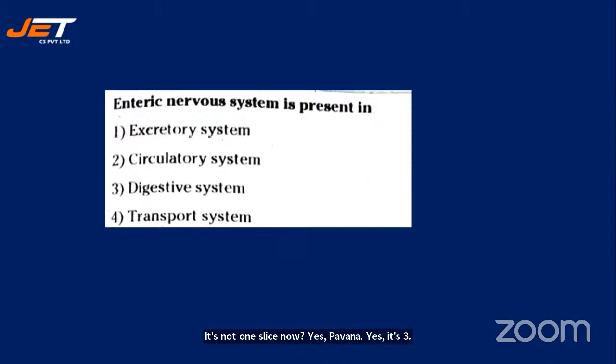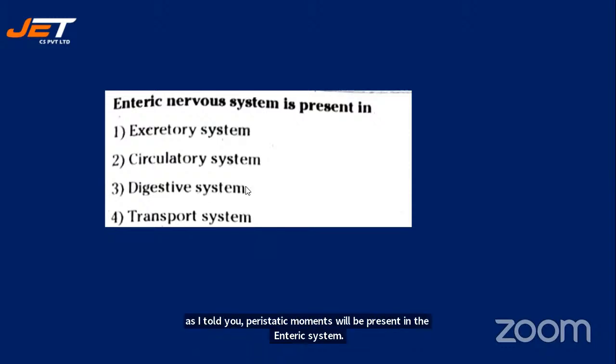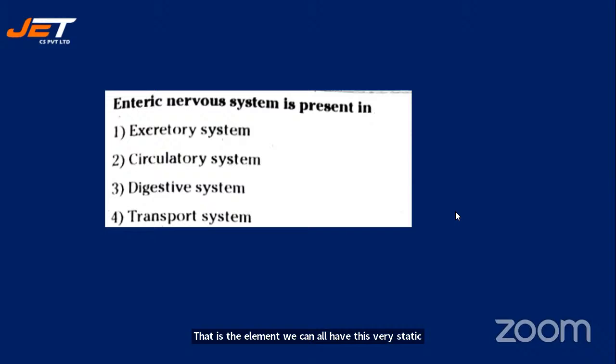So enteric means it is happening internally. So here it is self-regulatory. As I told you, peristaltic movements will be present in the enteric system. That is, the alimentary canal has this peristaltic movement. So it is actually the digestive system. The enteric nervous system is present in the digestive system.